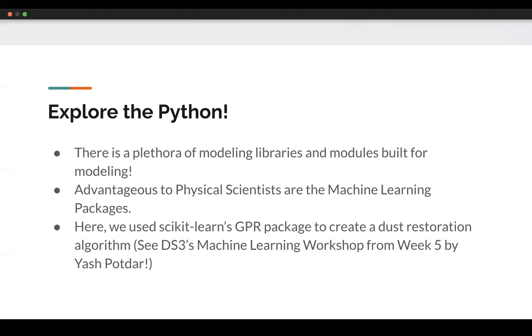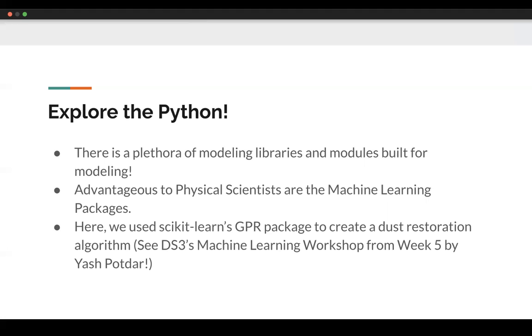So in our case, specifically, I actually had to perform this in MATLAB as well, because some of the older researchers you'll find only know certain languages. And this will probably be the same case when the next coding language comes out and you're the only one who knows Python. So be prepared for that. Obviously, the world's forever changing, but we used scikit-learn's GPR package to create a dust restoration algorithm. So we decided not to take the same approach NASA did, but instead approach it from our own point of view and utilize the various applications Python has to offer.